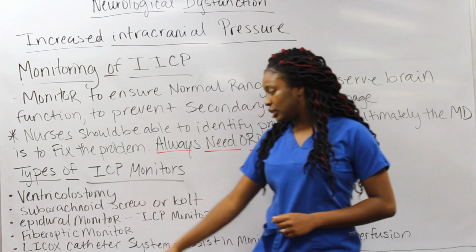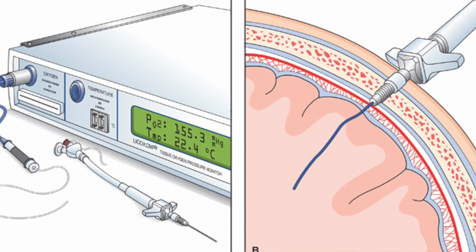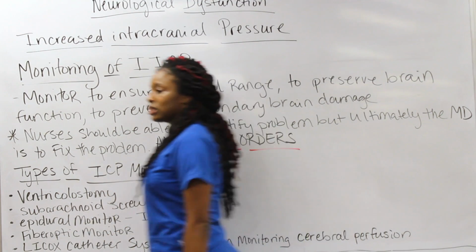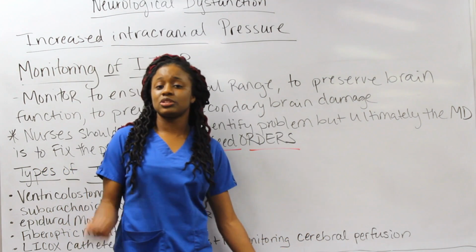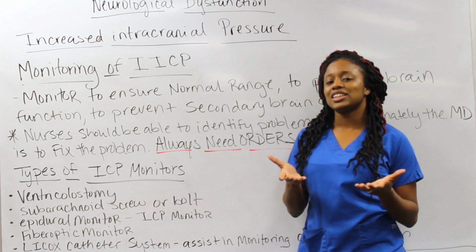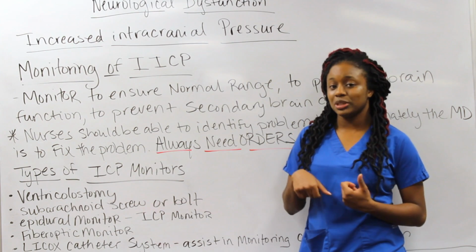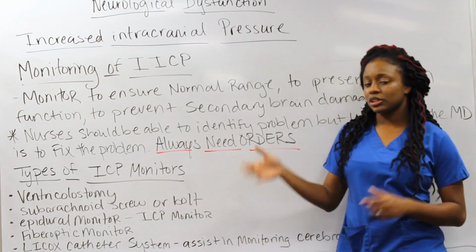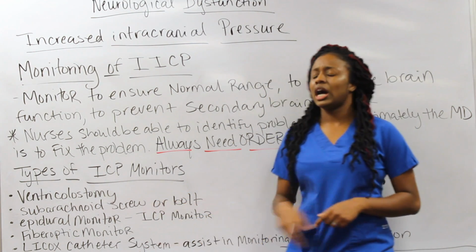Epidural monitor, okay? You have a fiber optic monitor, and then you have the ICP, or Licox catheter system, okay? And this system can also assist with monitoring the cerebral perfusion pressure. Remember the CPP that we were talking about? And if you guys can remember, how did we calculate that? MAP minus ICP equals CPP, all right? So these are some of the monitors that you can see here, and I'm going to put a little description about each one in the description box.